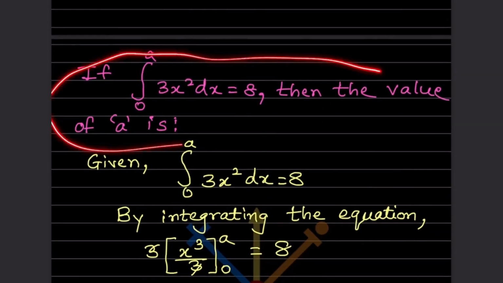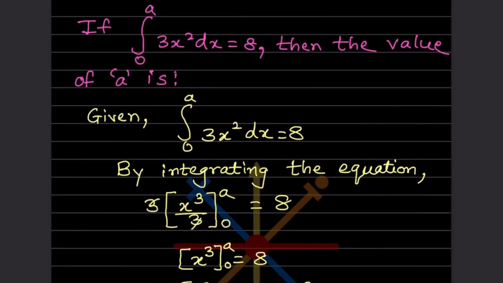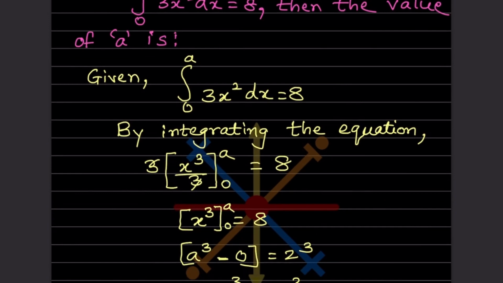Now look at here. They said the integral from 0 to a of 3x squared dx is equal to 8, and we want the value of a. So let us write the same over here. When we integrate this one, this 3 we take outside. When you integrate x to the power 2, that is 2 plus 1 divided by 2 plus 1, that will be x cubed divided by 3. And the limits 0 to a we write as it is.